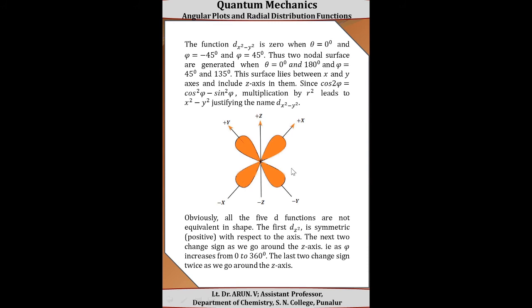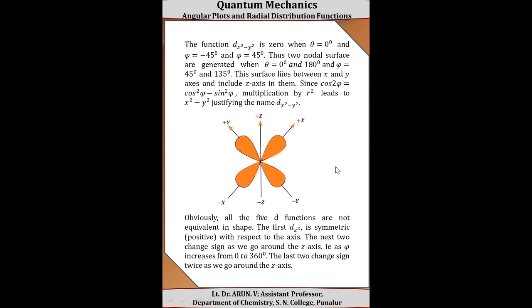The last one is dx square minus y square, and this x square minus y square function is 0 when theta is equal to 0 degree and phi is equal to minus 45 degree and phi is equal to 45 degree. Thus, the two nodal surfaces are generated when theta is equal to 0 degree and 180 degree and phi is equal to 45 degree and 135 degree. This surface lies between the x and y axis and includes the z axis in them.